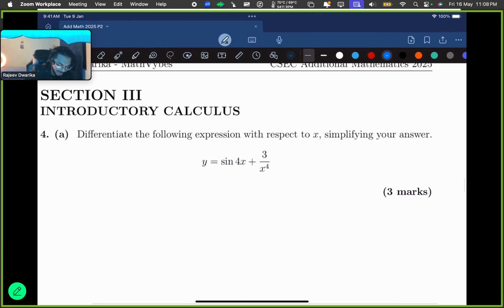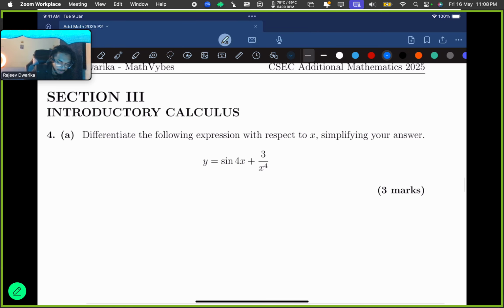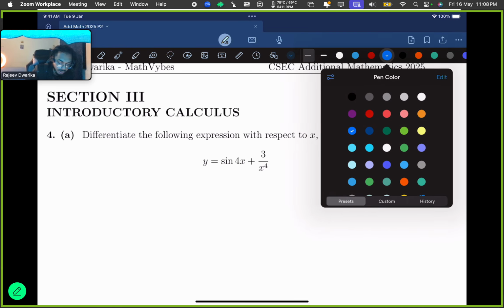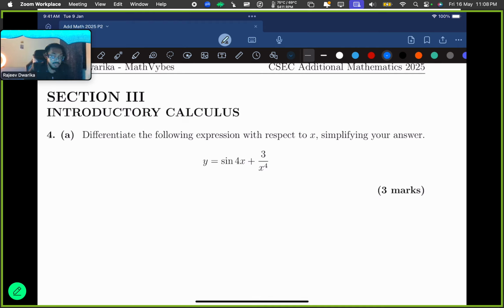Let's move on. So calculus now. Differentiate the following expression with respect to x, simplifying your answer. Now, in this question, do you think you have to do the full version of the chain rule to differentiate sine 4x? No, because it's involved with something else. So if I differentiate sine 4x using the shorthand version, you differentiate whatever is inside the brackets. So if I differentiate 4x, that's going to be 4. If I differentiate sine, I'm going to get minus cos. No, if I differentiate sine, I get cos. Yes, that's why the integral is minus cos.